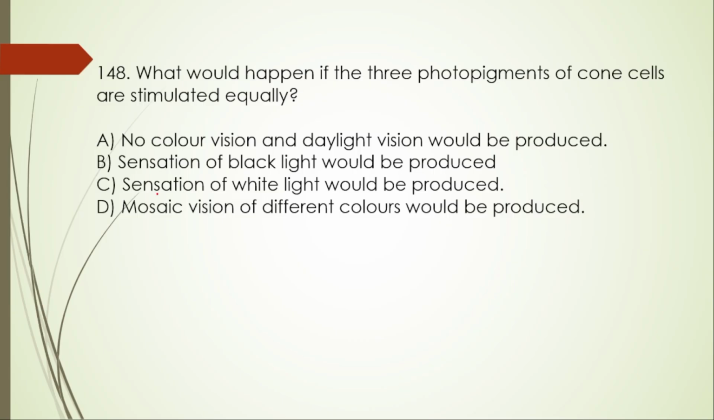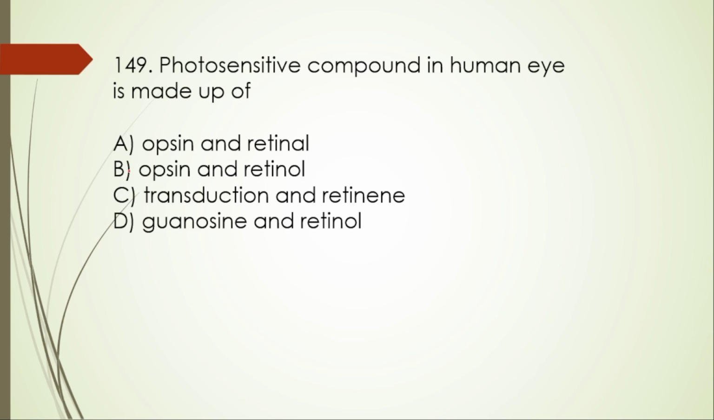What would happen if the three photopigments of the cone's cells are stimulated equally? A, no color vision and daylight vision would be produced. B, sensation of the black light would be produced. C, sensation of white light would be produced. D, mosaic vision of the different colors would be produced. So here the right option is option C.